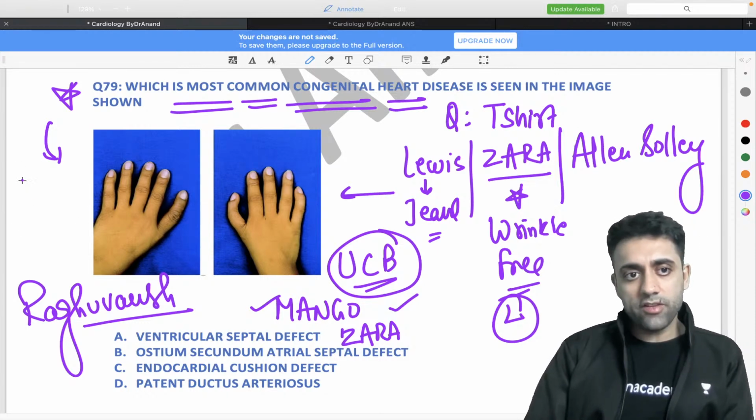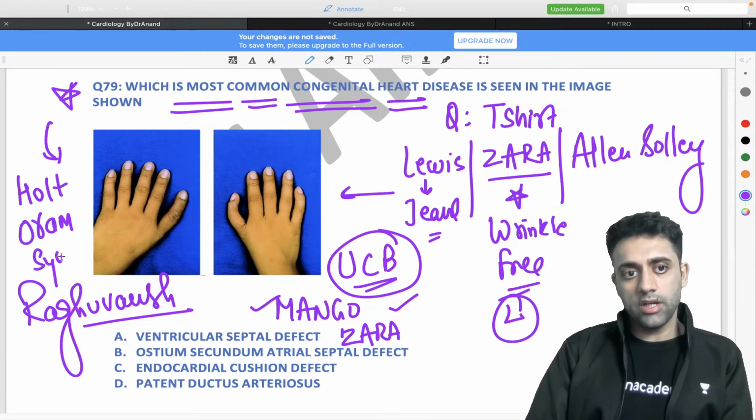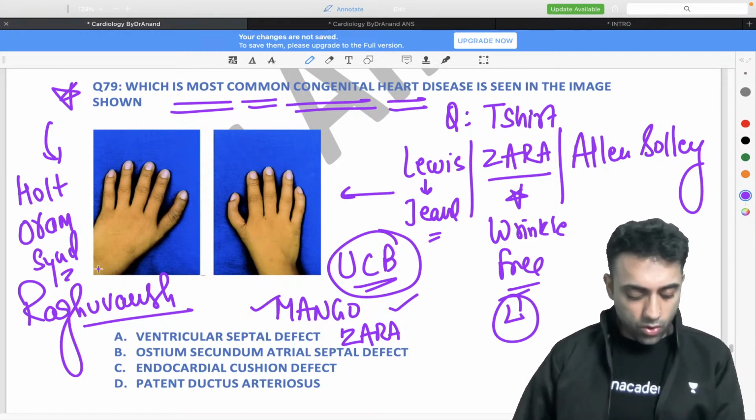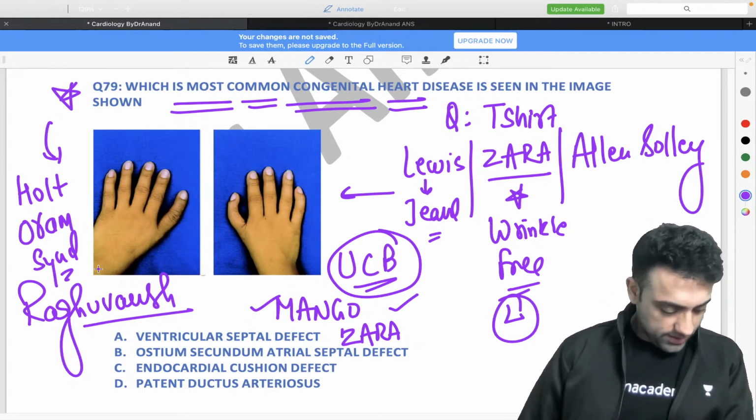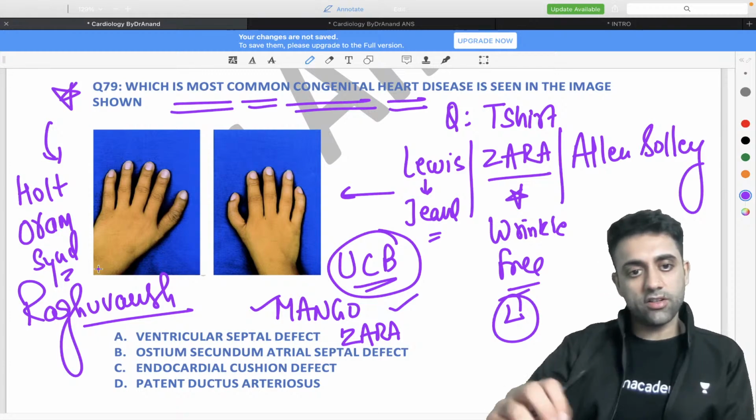Anyone? What is this? Have you heard of Holt-Oram syndrome? Holt-Oram syndrome. Yes or no? Kind of a thumb is absent. Yes or no? Holt-Oram syndrome. Right? Yes. And what else? Why are you giving the wrong answer, dear?